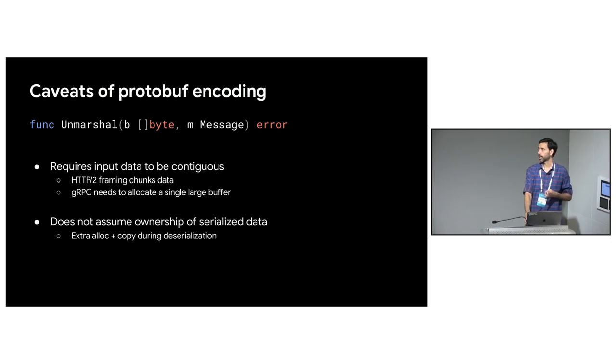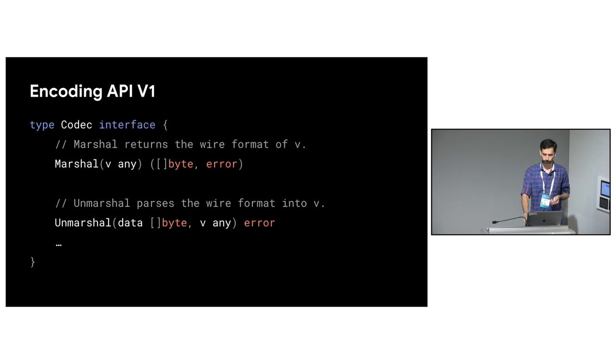Both of these actually result in a lot of unwanted allocations and copies. So if you look at gRPC's encoding API, this very much resembles proto.Marshal and Unmarshal, and therefore it has the same problems as proto.Marshal and Unmarshal.